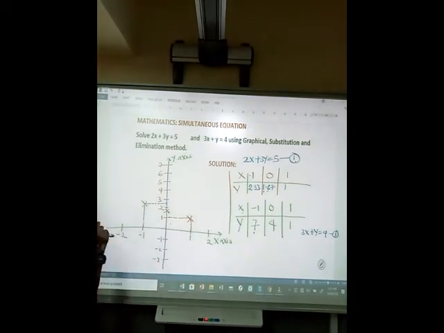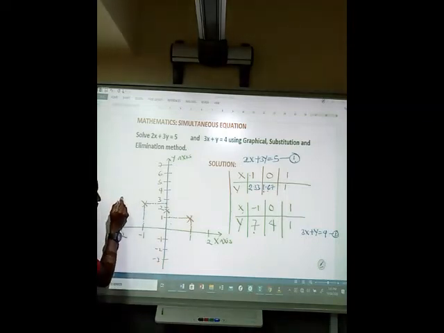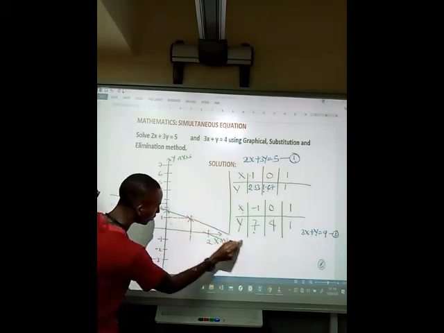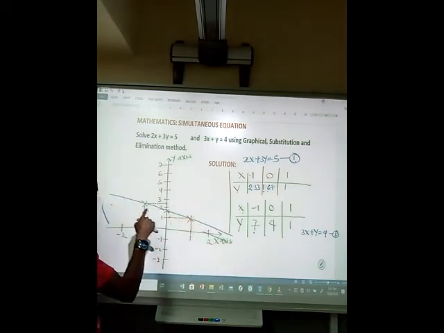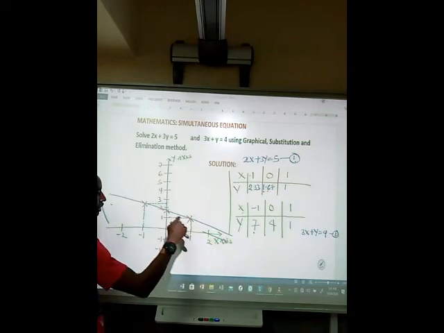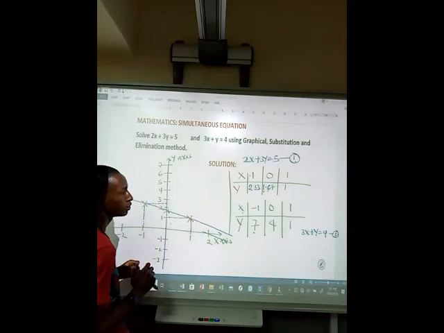All you need to do is to get your perfect ruler, then join these 3 together. Don't mind my diagram. Now that I've been able to join these 3 dotted points, I move to my second table.